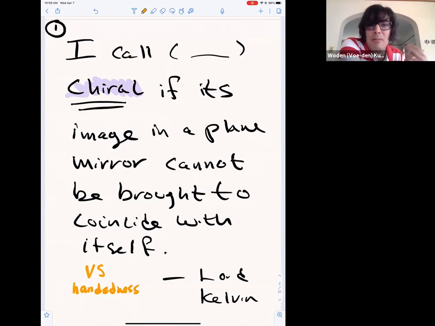If you take some random point cloud or a random body, I'm not defining the measure that you're sampling, but some random object, it's probably not going to have a mirror plane, or a mirror symmetry. That would be pretty strange, right?